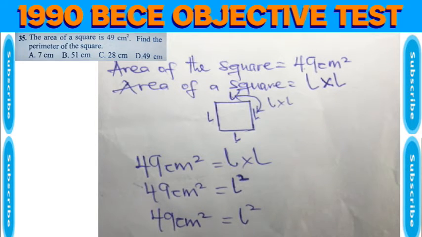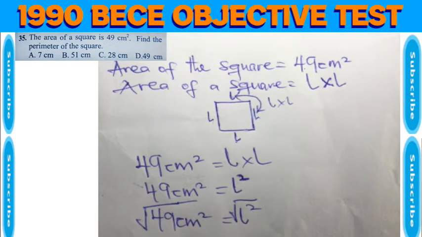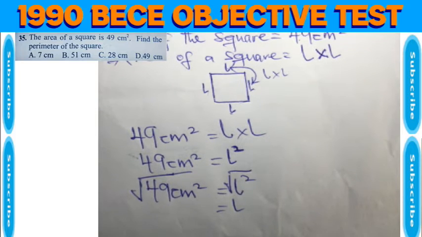With this, to find the value of L, we just need to find the square root of this and the square root of this. So this gives us the length of the square. The square root of 49 is 7, and this gives us the unit in centimeters. You search for a particular number that when you multiply it by itself, you obtain 49, and that is 7. When 7 multiplies 7, you obtain 49. So the length of the square is 7 centimeters.